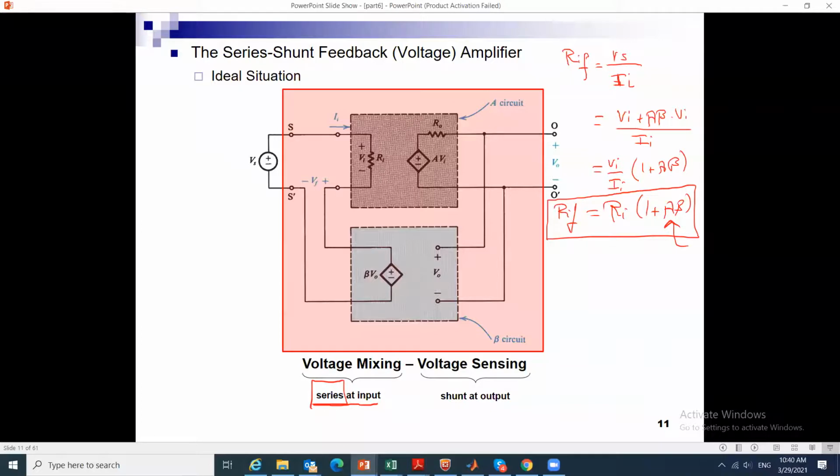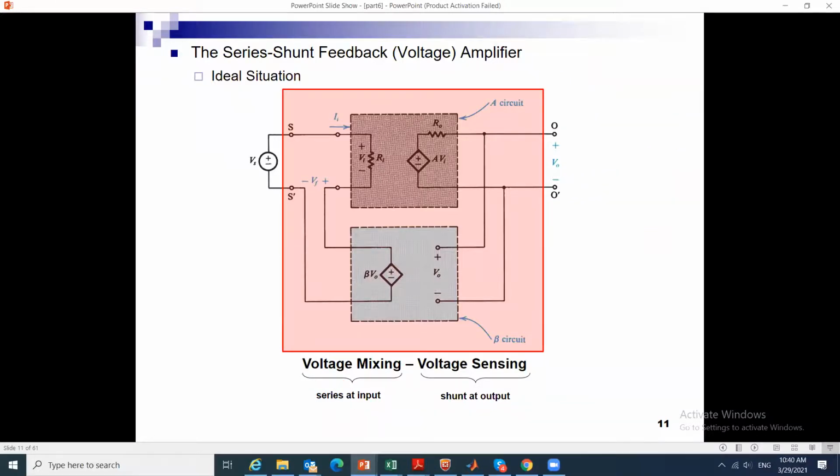So let us now derive the output resistance. If I want to plug in a voltage source Vx here, and I want to measure the Ix here, I'm going to set the signal to be equal to 0. This means that now in this loop here, I have Vn plus Vf equal to 0. That means I have Vn equals minus Vf.